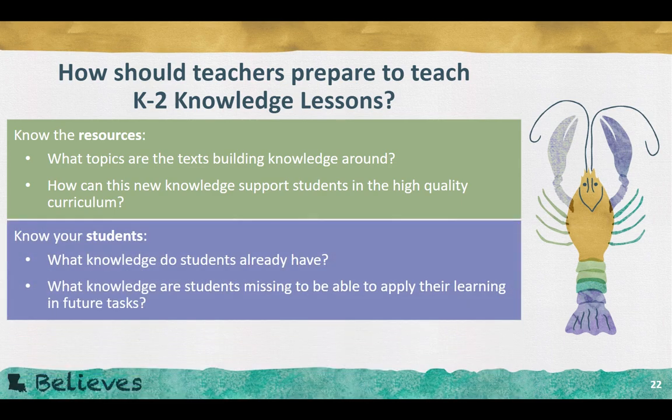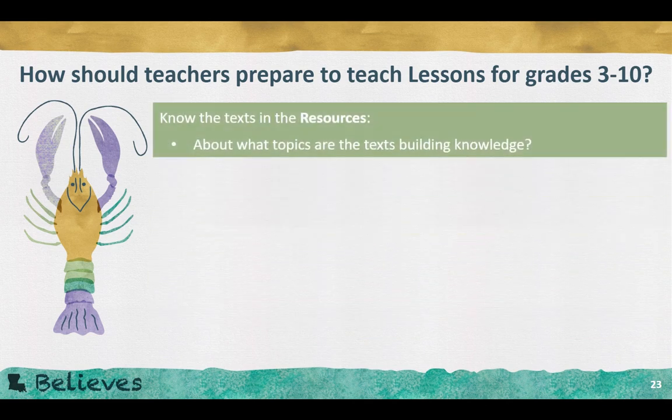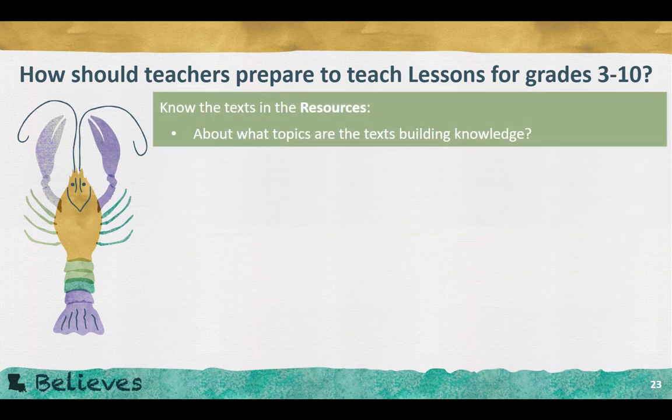Each learning environment will come with different banks of knowledge. Teachers will need to know what students know in correlation to the topics and what students will need to know in order to access grade level content and tasks. Teachers should review resources to gain an understanding of what topics are covered in text for grades 3 through 10.